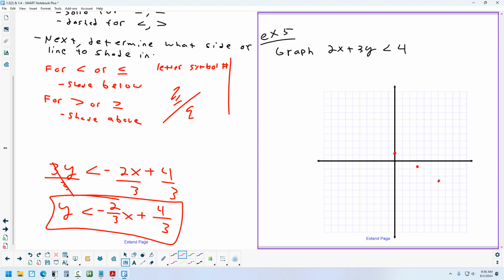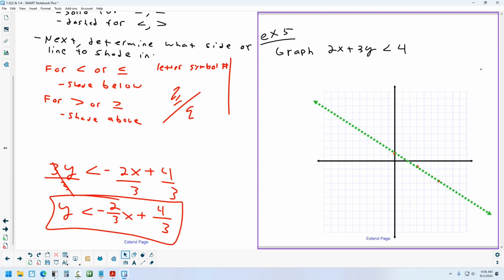What kind of line is this one going to be? Solid or dotted? Yep, Joe? Yep, dotted. How come? Because it's not equal to. Yep, not equal to. Okay, so that's close enough. So we got our dotted line.